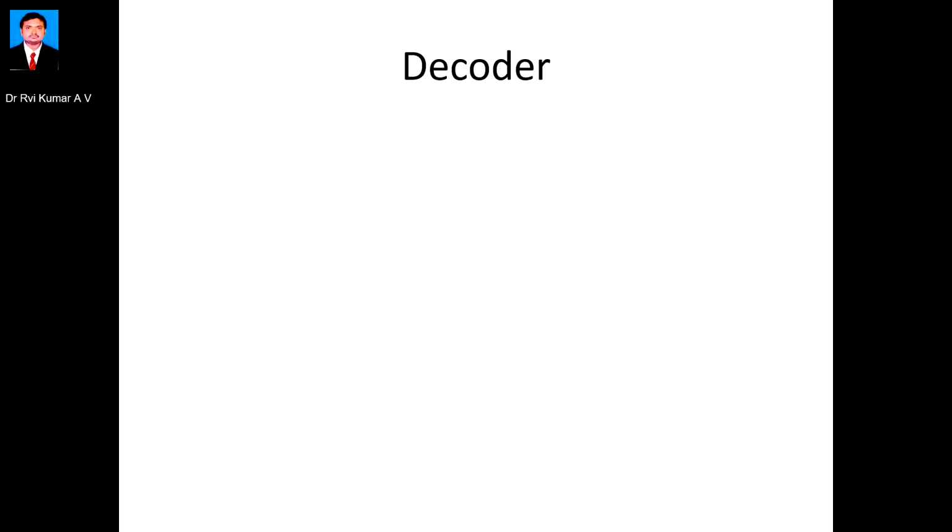And then we're going to discuss encoders. What problems are encountered in an encoder, and how do we overcome them? Then some applications of encoders with some examples. So these are the things we're going to discuss in this module.